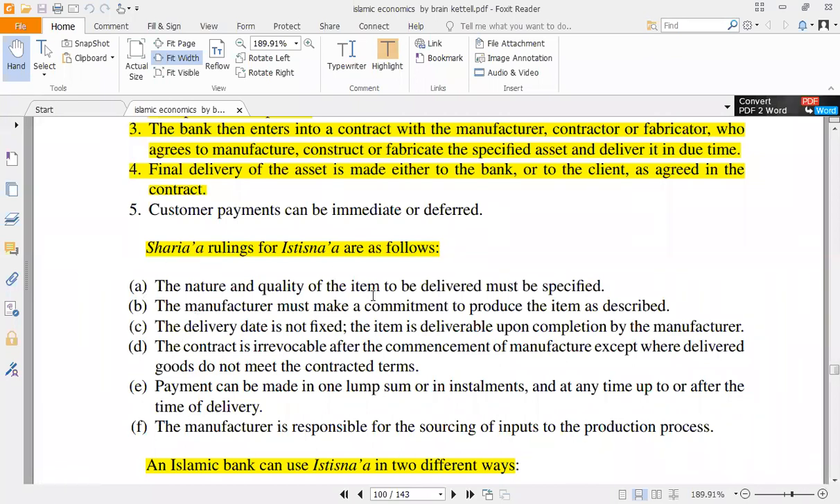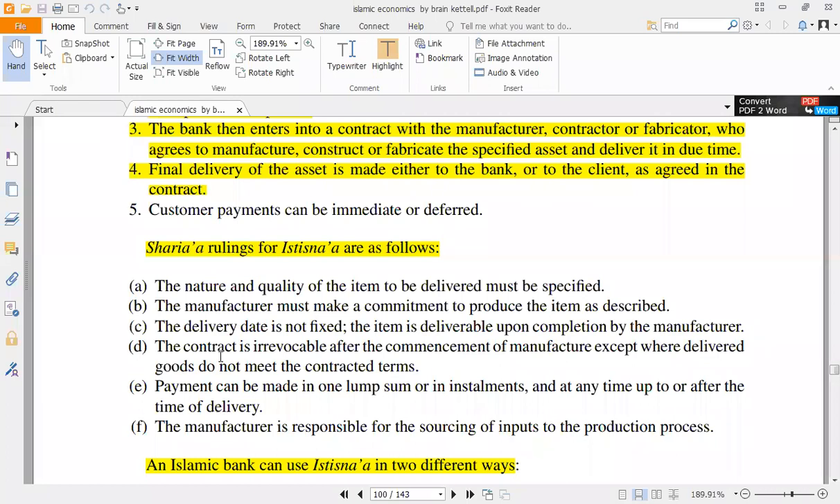The first one, as we have already done: the nature and quality of the item to be delivered must be specified. The quality of the asset must be specified. The customer should mention everything in quality and quantity. Second, the manufacturer must make a commitment to produce the item as prescribed. The manufacturer should follow that quality and nature. Third, the delivery date is not fixed.